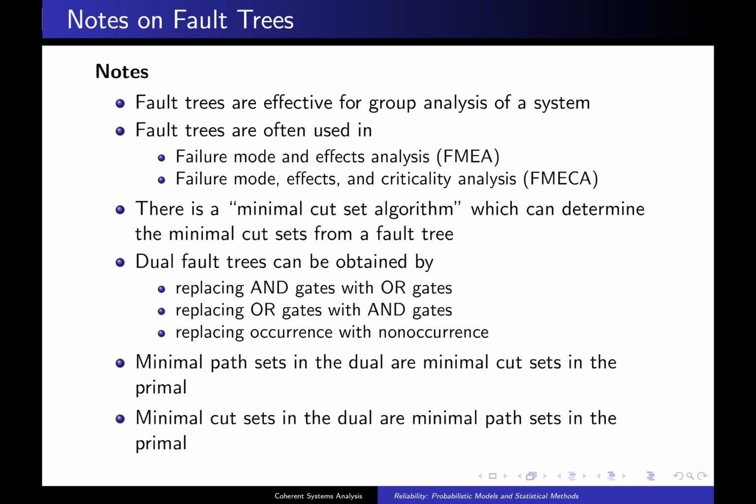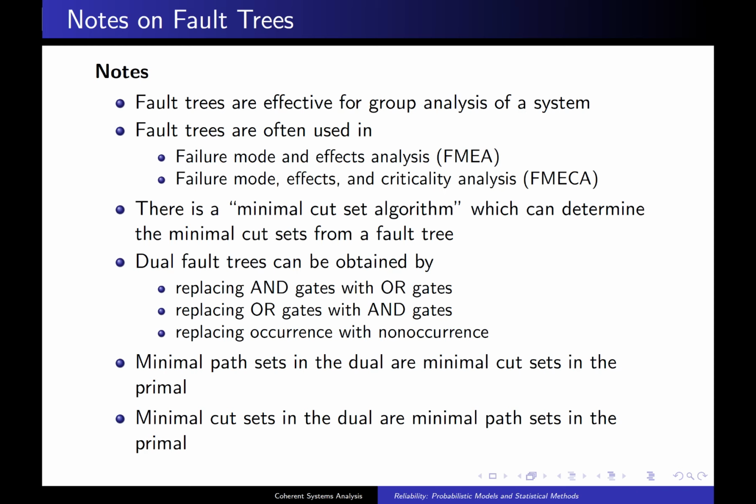Some quick notes on fault trees. They are very effective for group analysis of a system. In fact, if I had a group of people that were not familiar with reliability, I would not use structure functions or reliability block diagrams or minimal path sets or minimal cut sets. I would use fault trees because people think very well and very clearly in terms of these ANDs and ORs. And so it's very good for a brainstorming session if you have a system and you're trying to improve it. Fault trees are valuable.